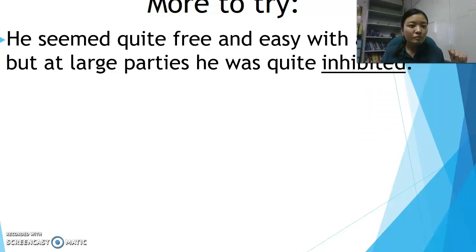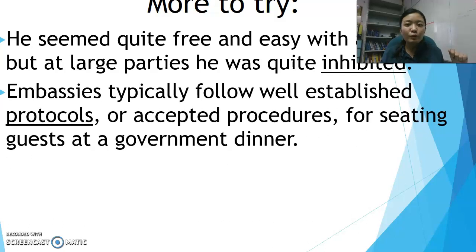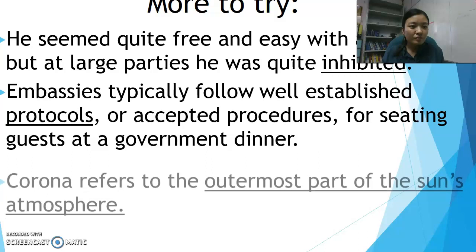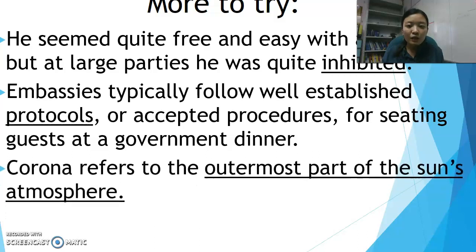Okay. Next one. Embassies typically follow well-established protocols or accepted procedures for seating guests at government dinner. So over here, the word protocol is given another synonym at the side, or accepted procedure. So protocol means some kind of procedure that is given at a certain place. Okay, next one. Corona refers to the outermost part of the sun's atmosphere. This is very direct. It refers to the outermost part of the sun's atmosphere. So that is what corona means.